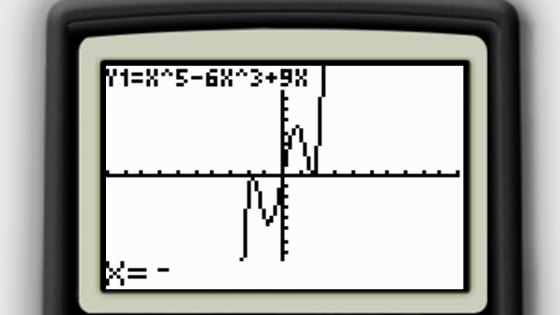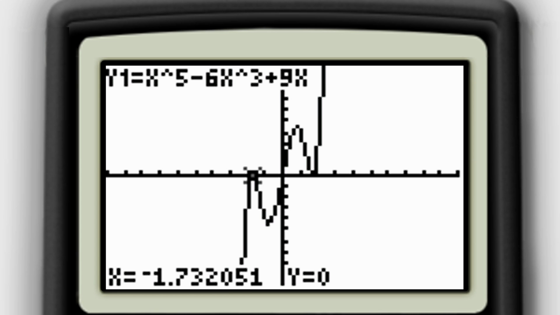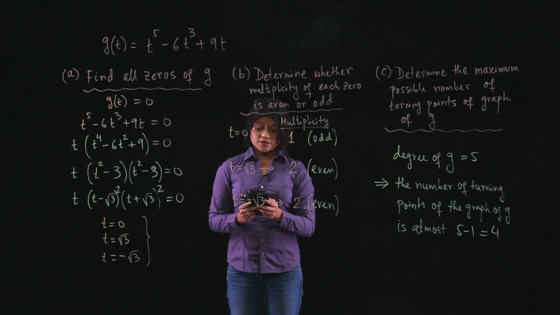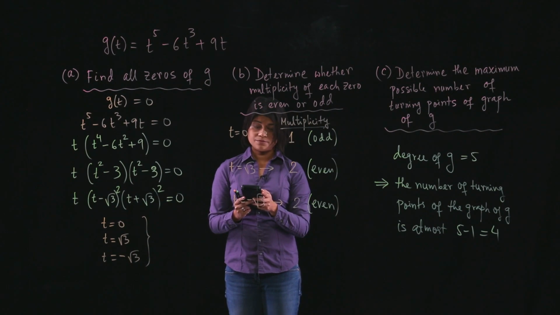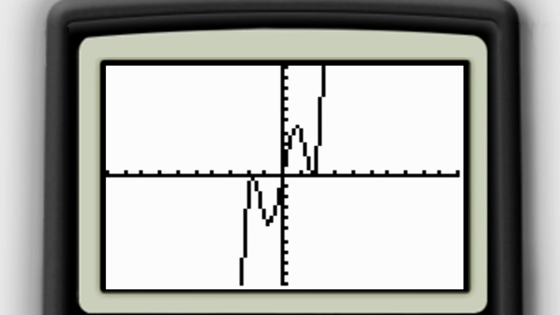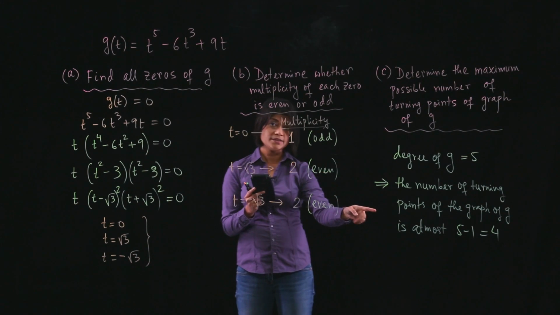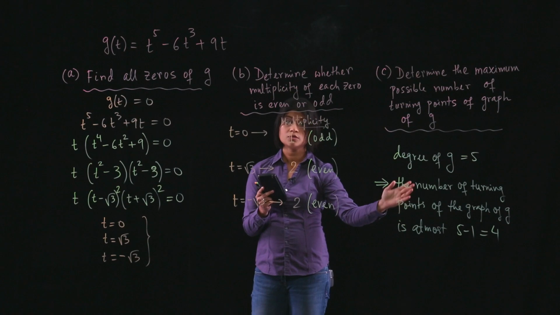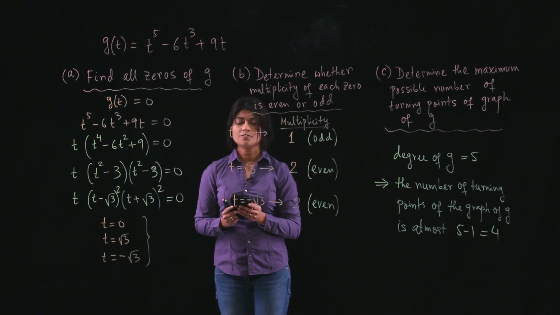And then you can also notice, how many peaks does that graph have? How many turning points does the graph have? Well, turning points really means the relative max or relative min. Notice further that if you look at the graph in the graphing utility, you see there are 1, 2, 3, 4 turning points. And we did find that the number of turning points can be at most 4, which is also verified from the graph.